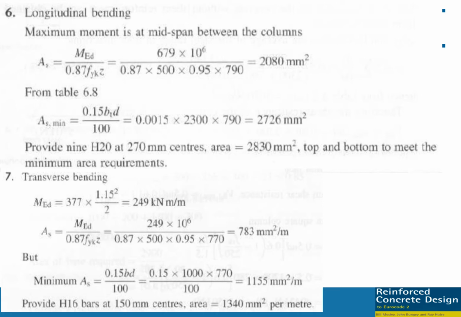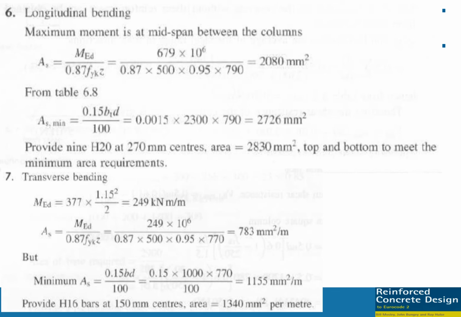And then after that, provide 20 mm diameter rebar with a distance of 270 mm center to center, with the area of steel 2x30 mm square. This value is higher compared to the As minimum.